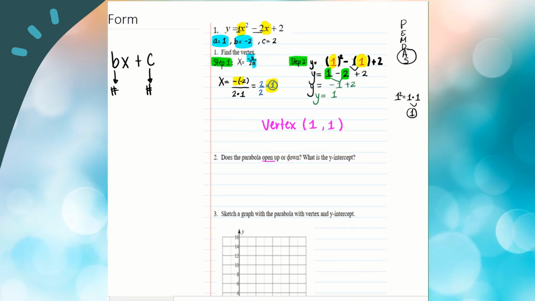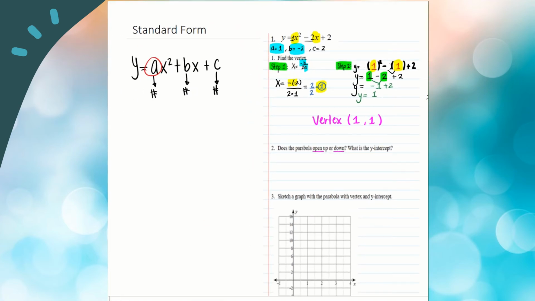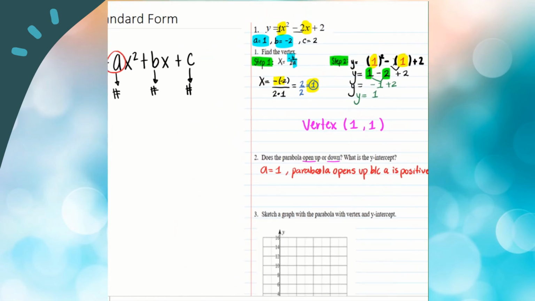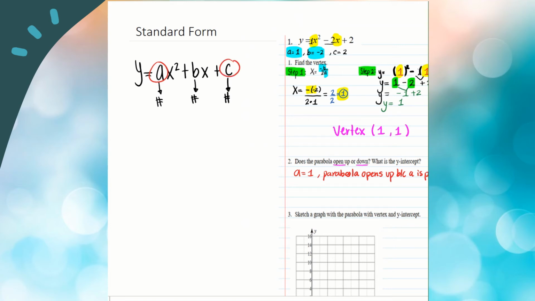The second part is identifying if your parabola opens up or down. And we know that our A tells us that. And our A in this problem is +1. Since A is +1, that means that your parabola will open up. Since A is positive, anytime you have a positive value for A, your parabola will open up. It will look like a U, and your vertex will be the lowest point.